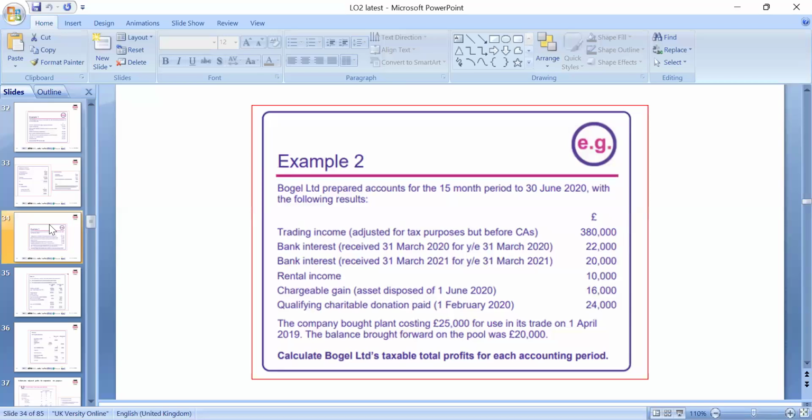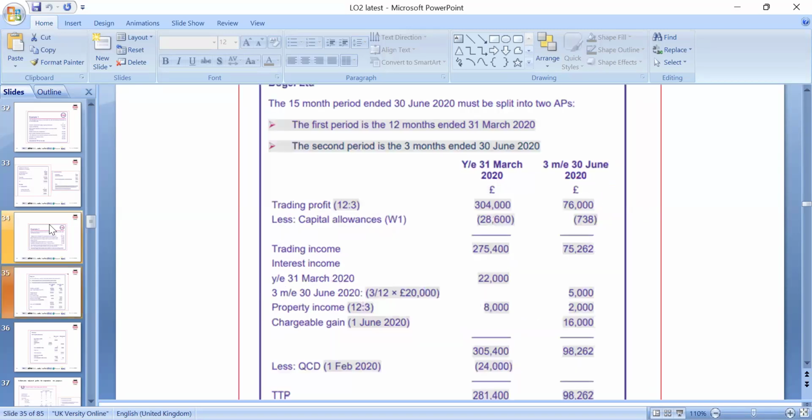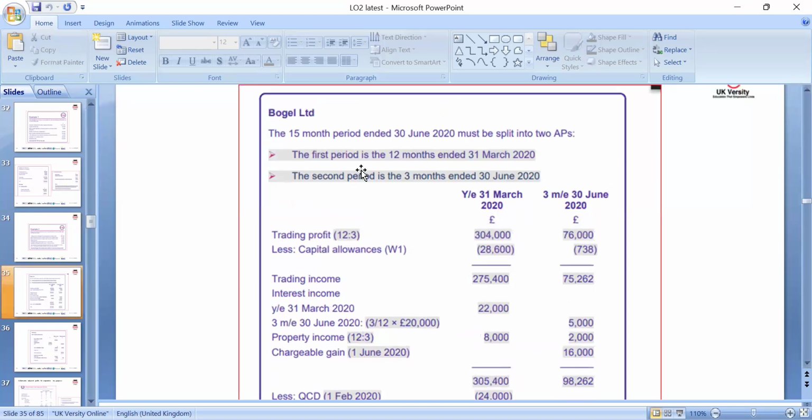Then here is an example of a 15-month period, so we need to divide to the 12 because we can't do more than 12, but we need to look at which financial year this falls in. So that's the qualifying charitable donation, and we have the company bought a plot costing, and the balance brought forward, which is a year allowance. So we can look here, please. First 12 months we have, then the remaining 3 months we have, so we can proportion it. Capital allowance, which we can calculate accordingly.